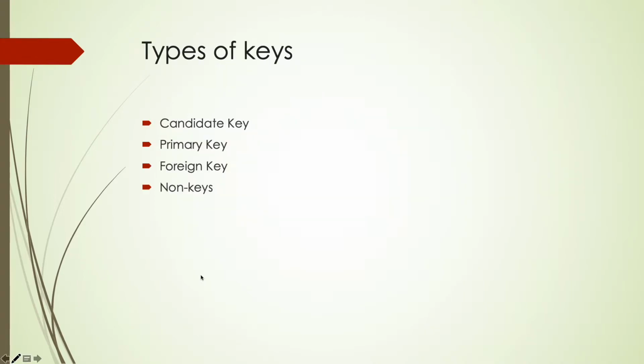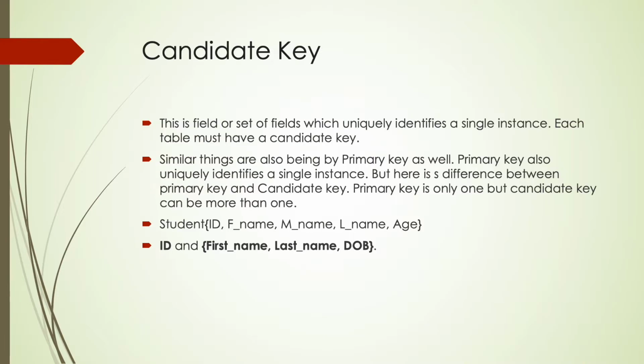Types of keys: there are four main types. One can be candidate key, another can be primary key, next will be foreign key, and a few other ones, which are non-key fields in your table. Today we will mainly be discussing candidate keys. Candidate keys are fields or sets of fields which can be used as a unique identification of a single instance in your table.